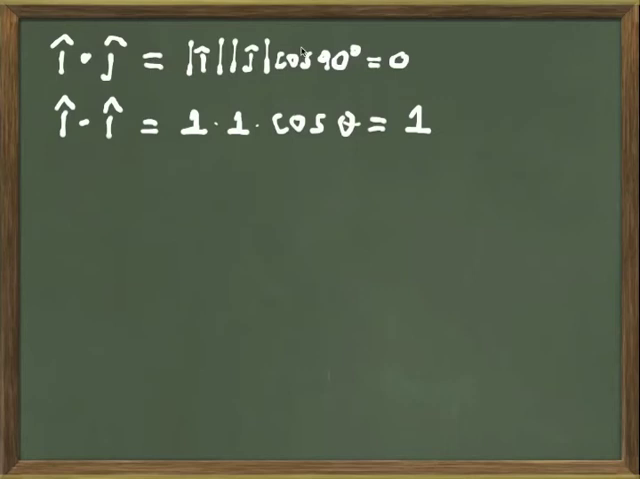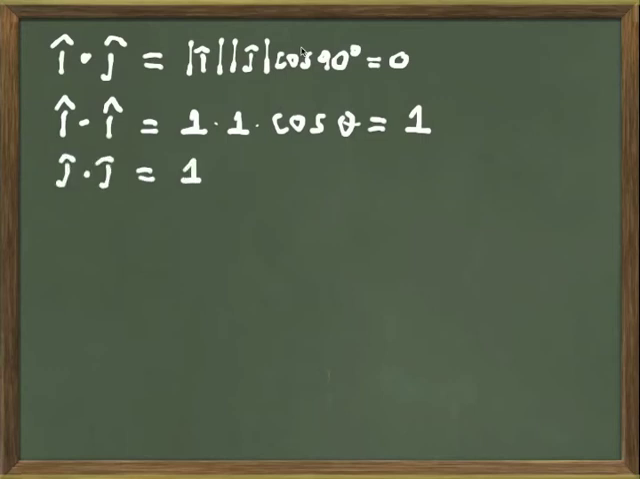So what's the cosine of the angle between i and j? The angle is how many degrees? 90. So the cosine of 90 is 0, right? So that dot product is 0. i is 1 times j 1 times the cosine of 90, that gives you 0. So if two vectors are perpendicular, you get the dot product being 0. If you do the dot product between i and i, you get 1, because now the angle is 0. So the cosine of 0 is 1. 1 times 1 times 1, 1.